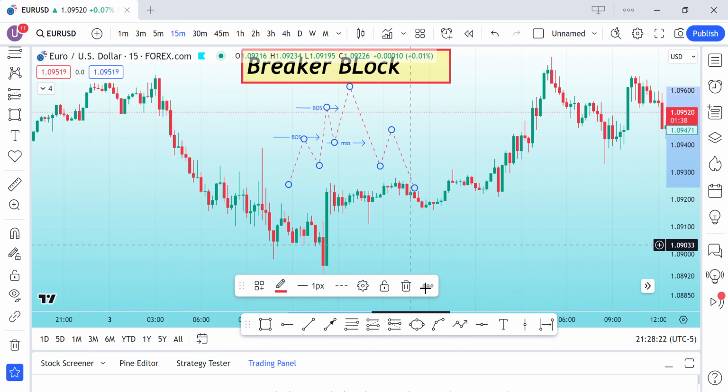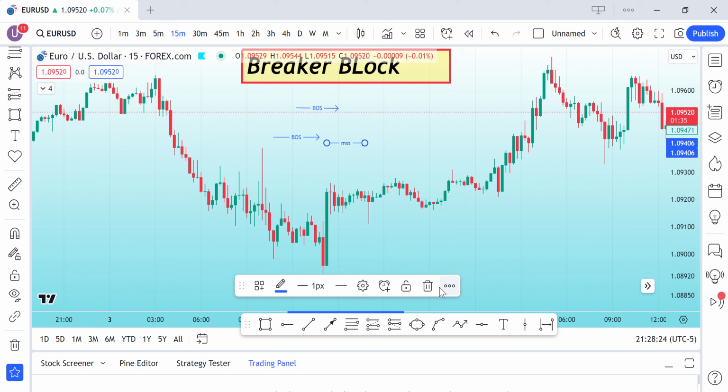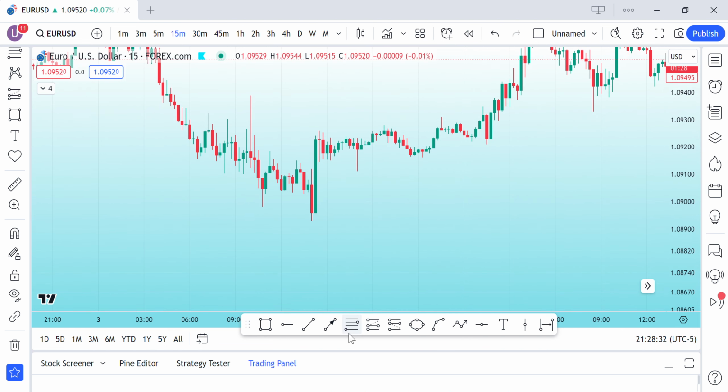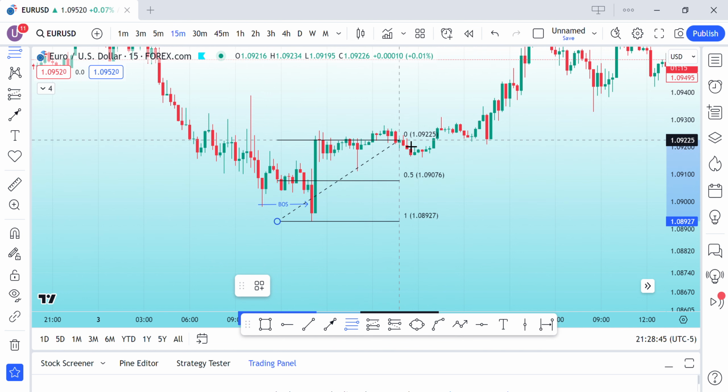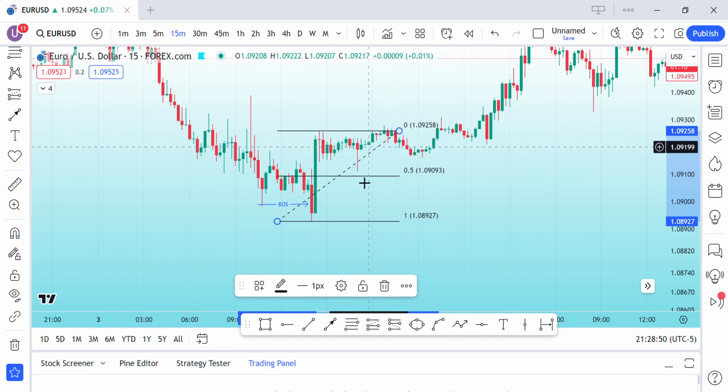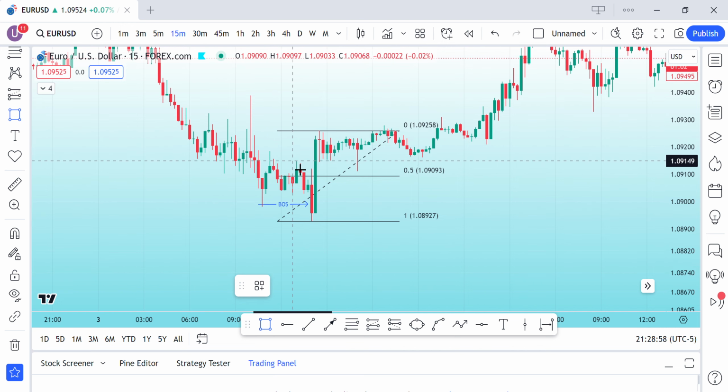I'm going to show you some examples of breaker block here. So I'm deleting all these ones here. An example of a breaker block is this, an example here. You can see here it formed a break of structure. You can see here that is a break of structure. And if I draw my Fibonacci from here to, you can see from here to here, that's my Fibonacci.